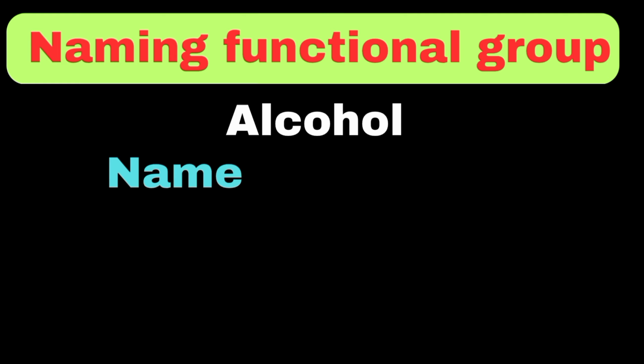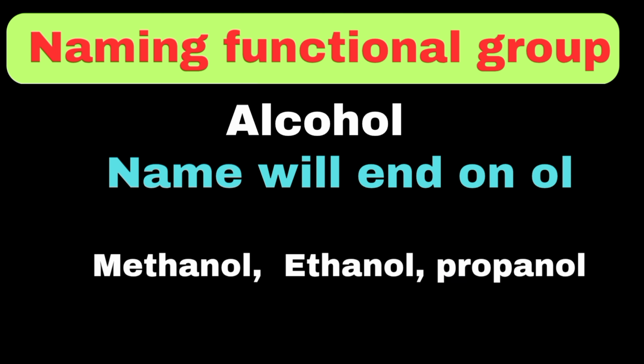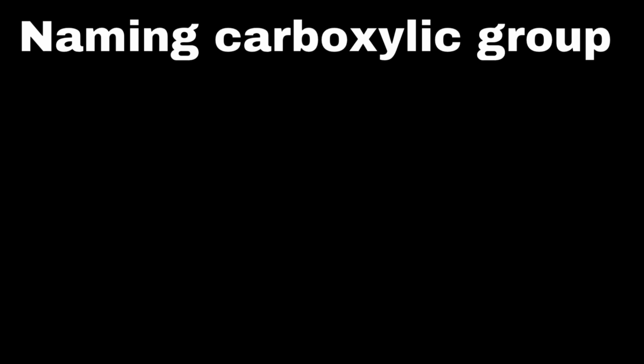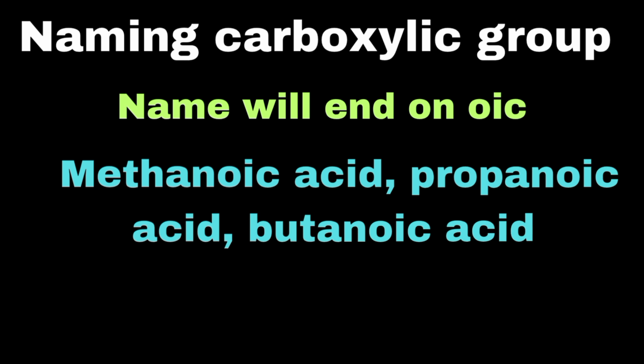Now we will discuss how we can name any functional group in a very simple and easy way. Let's start with alcohol. Keep in mind that if a compound contains an alcohol functional group, its IUPAC name will always end in OL. For example, methanol, ethanol, and propanol. Here we can see that each molecule's name ends in OL. Now, if we move towards the carboxylic acid group, the name will always end in OIC. Let's take examples of methanoic acid, propanoic acid, and butanoic acid. As we can see, in each case, the name ends in OIC.